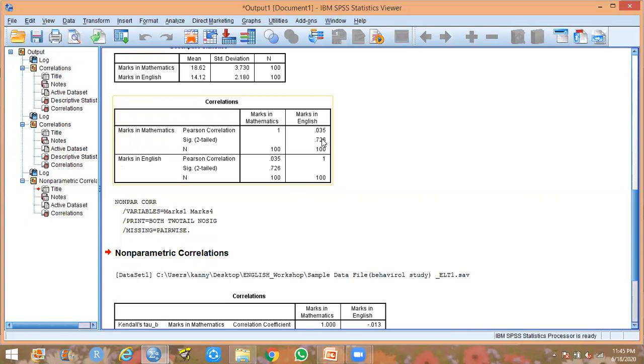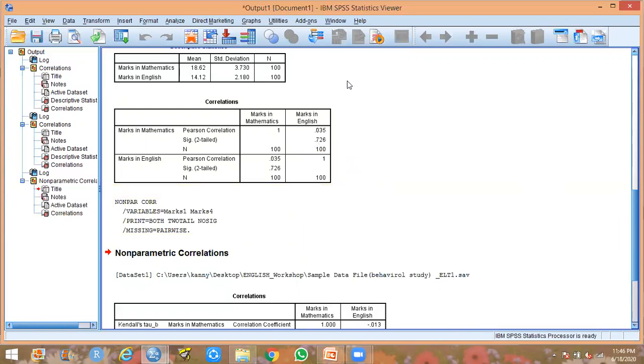As I have just told you, if your p value is less than 0.05, then your relation is significant. This would mean the relationship between marks in mathematics and marks in English is significant. And finally, you give the conclusion, like marks in mathematics are high compared with English. But here you did not get a significant relationship between marks in mathematics and English. This is the way to know the relationship between two variables.